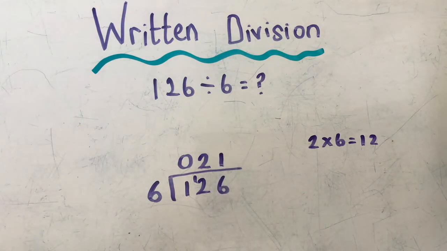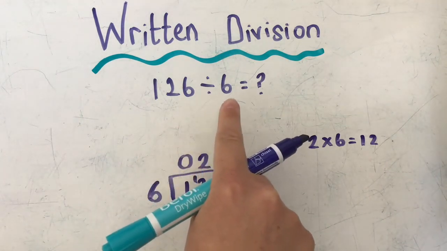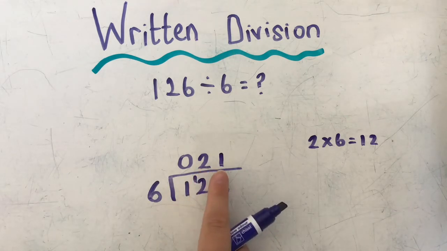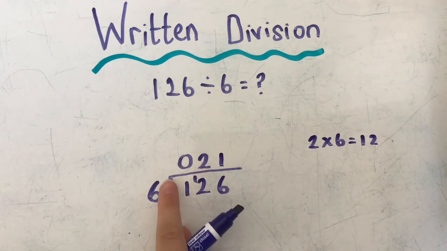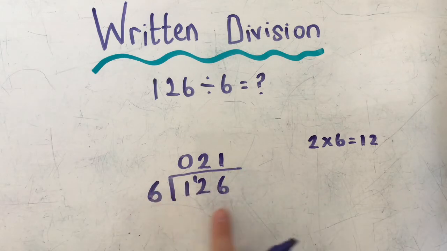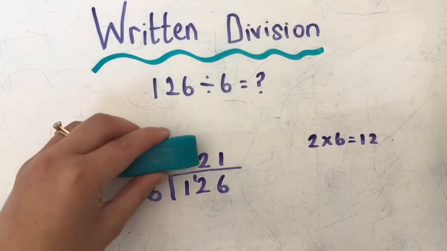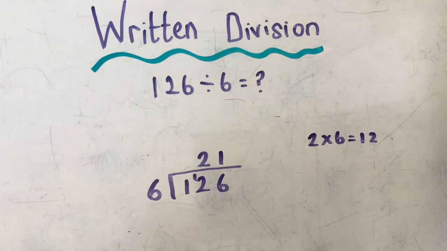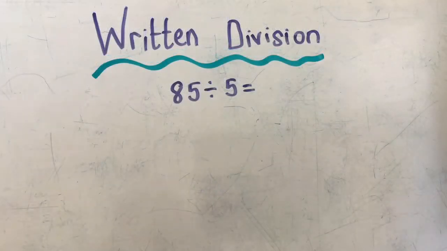So the answer to 126 divided by 6 is 21. And your answer ends up on the top of this little sum that we have drawn out. And we know the 0 in front of 21 doesn't actually mean anything. So that is our answer. I'm going to do another example now.